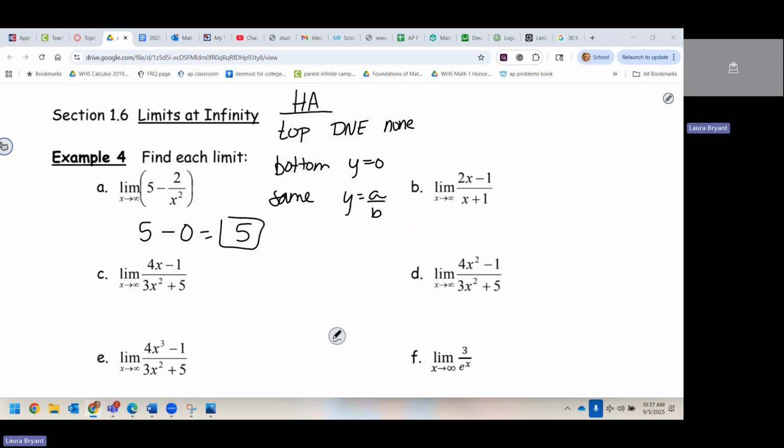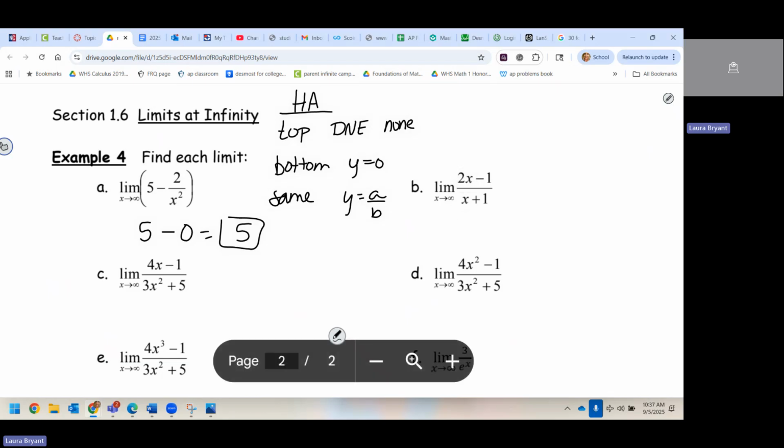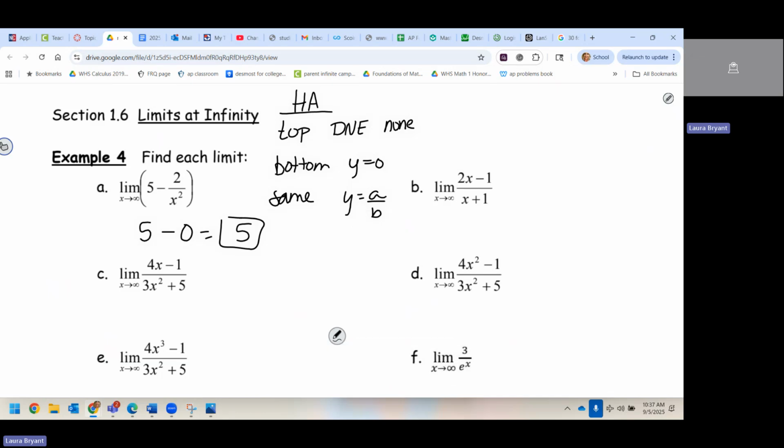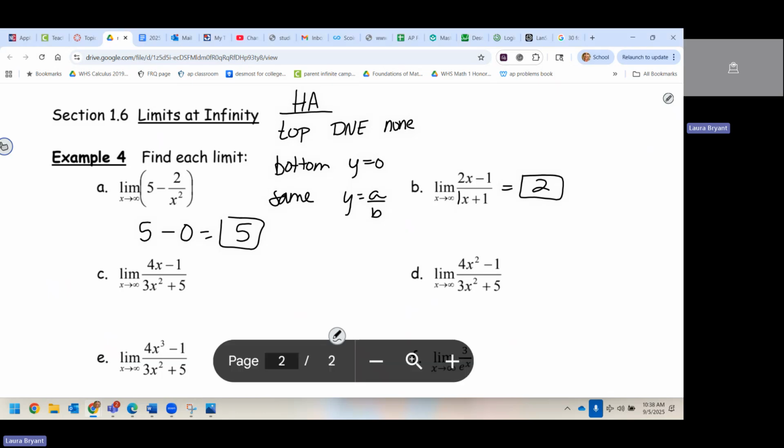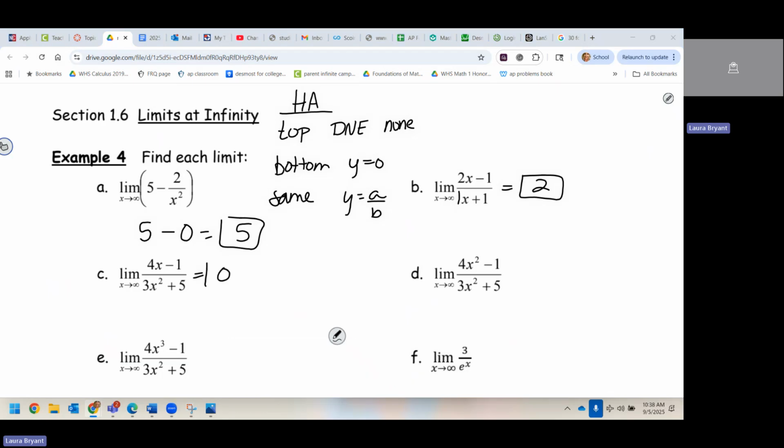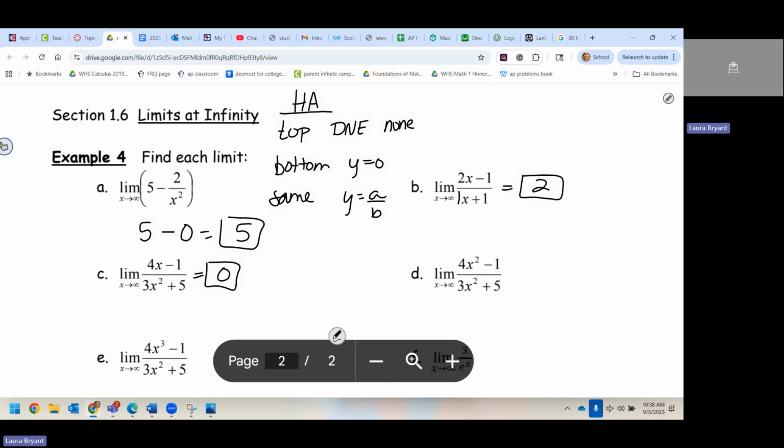My second fraction, I look to see if it's top heavy, bottom heavy, or the same. These are the same power, so I use this rule. I do my lead coefficients, a over b. And so it's like a 2 over 1 overall. That is just 2. Question? Okay, third example is bottom heavy, because x and x squared. So x squared is bigger, bottom heavy gives me 0. So this would just be 0. These are the same. If your exponents are the same, you do the lead coefficients. So this is going to be 4/3.